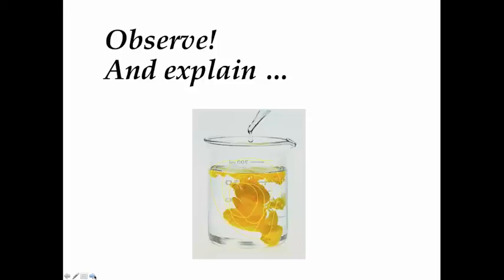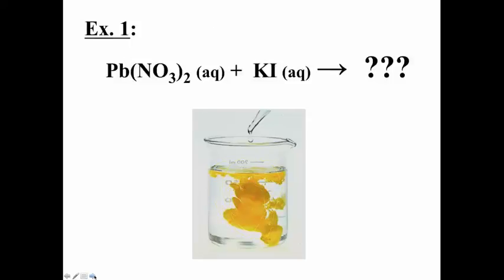Can we describe it in a chemical manner, using a chemical equation, and figure out what's going on? And of course we can if we think about it a little bit. So this is example 1. For starters, we have lead(II) nitrate aqueous. We're combining it with potassium iodide aqueous, and it makes some thick, cloudy yellow stuff. And the question is, what is that? And what, if anything, might the other thing be?